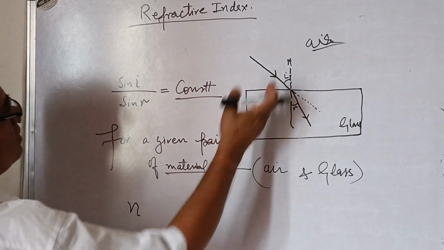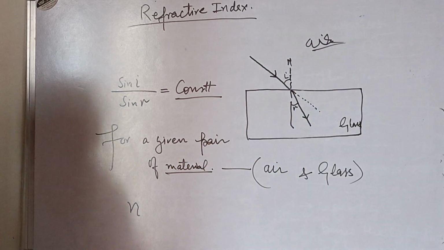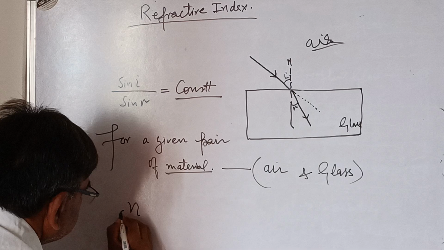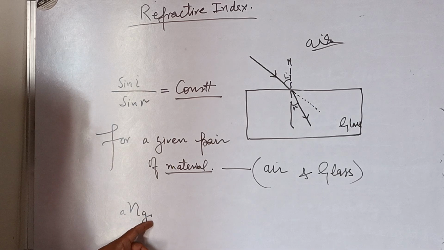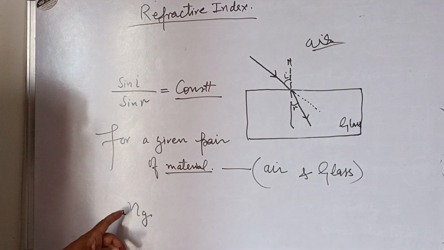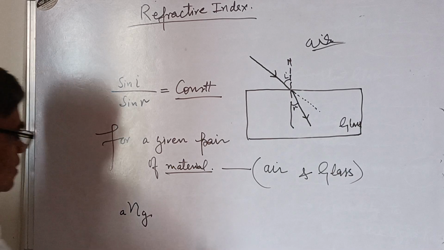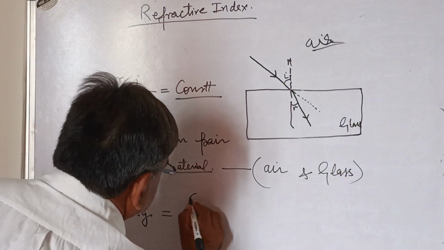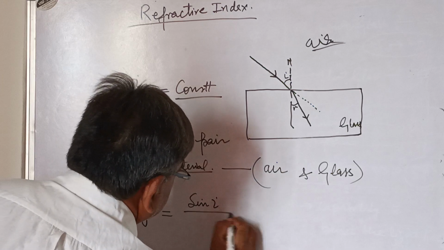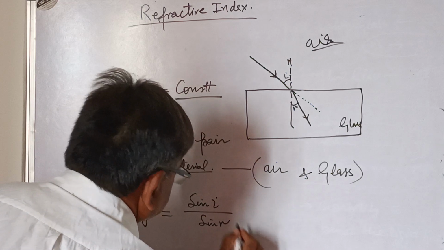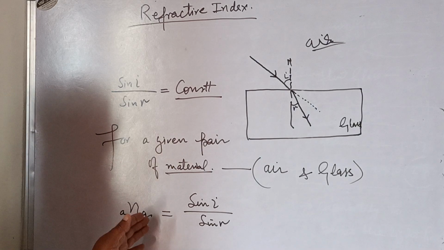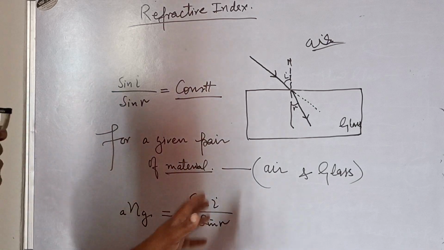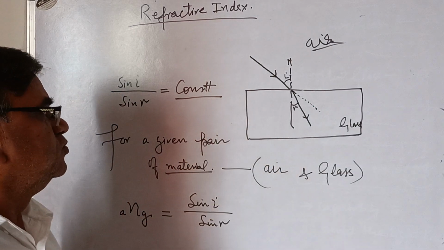Generally, let the first be air, second be glass. Then n of A and G, the refractive index of glass, the second material, with respect to the first material, air, is sin I upon sin R. There is also a relation between the velocities of light in the two mediums.